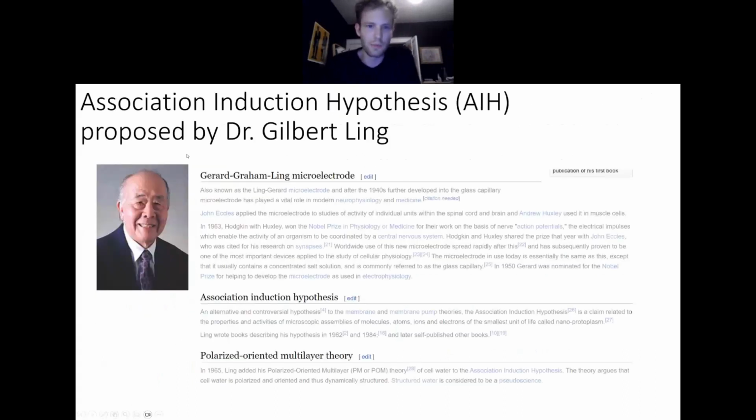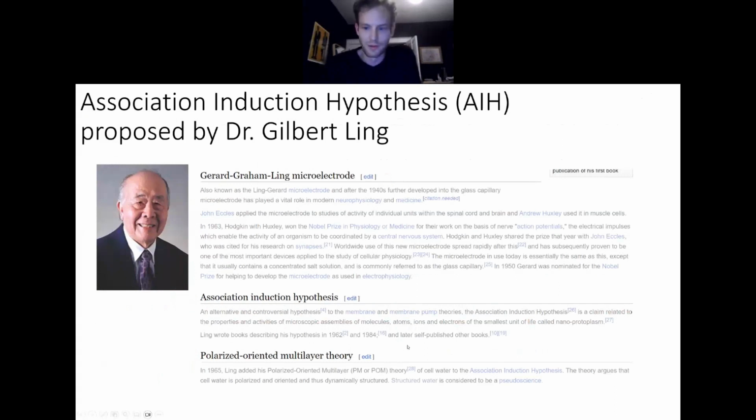They got the idea for this work based on this professor called Dr. Gilbert Ling, who proposed this thing called the association induction hypothesis. I copied his Wikipedia profile, and he actually made the electrode that we use for measuring action potentials in like the 1940s in neurology. The association induction hypothesis is an alternative and controversial hypothesis to the membrane and membrane pump theories.